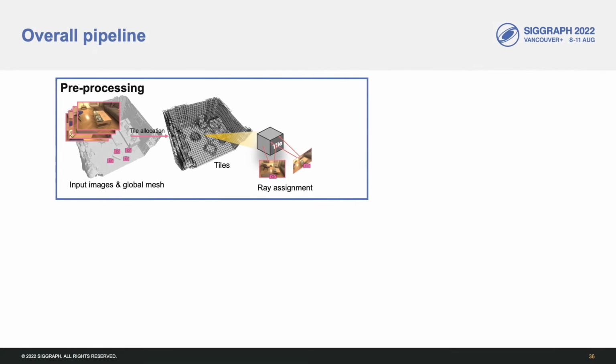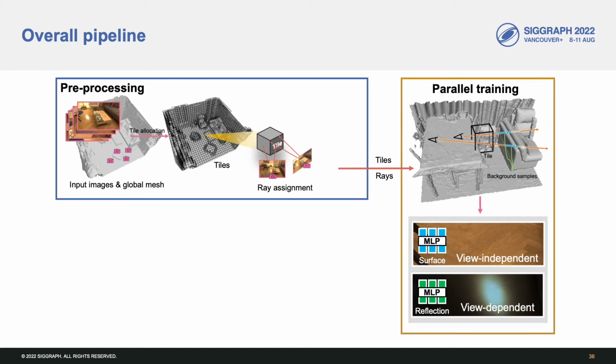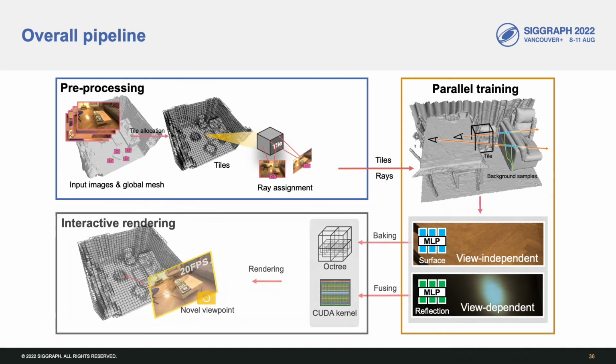Okay, let's review our pipeline so far. We capture images and compute the global mesh using the existing reality capture software. Then we tile the space and allocate rays to each tile. Each tile has 2 MLPs, both a surface and a reflection MLP, trained using background sampling. And then for interactive rendering, we can build a voxel octree and keep low-capacity reflection MLPs in GPU shared memory. So there are 3 pipeline components to help us produce more consistent tile appearance decompositions.